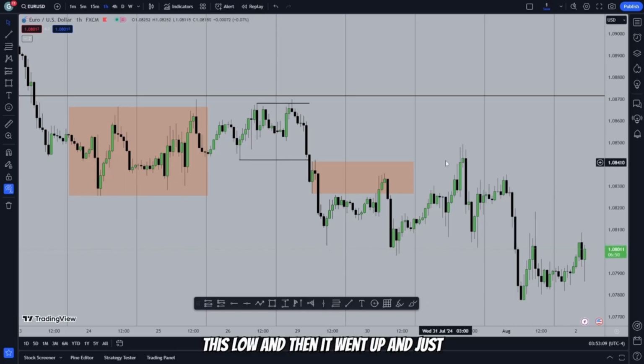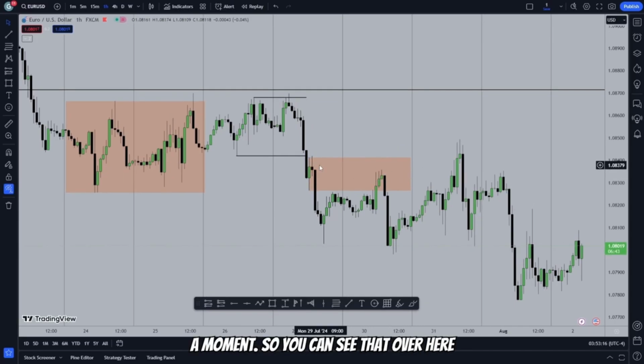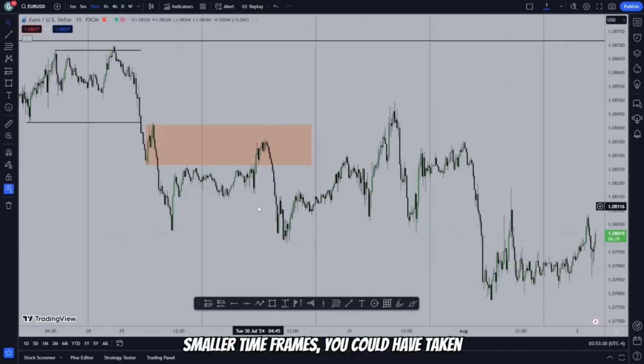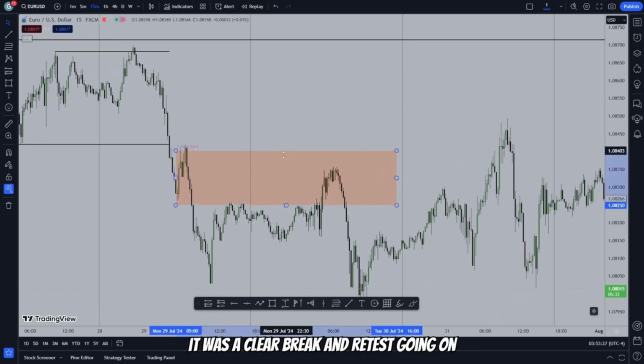It went down and took this low, and then it went up and just took this high, because this high was liquidity. I will teach you about that in a moment. So you can see that over here, if you go on smaller time frames, you could have taken the entry. How could you have taken the entry? You can see over here there was a clear break and retest going on.